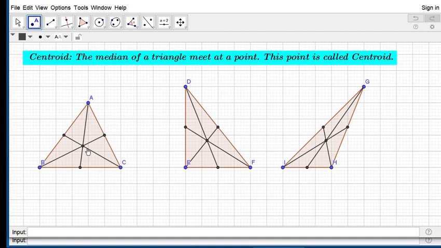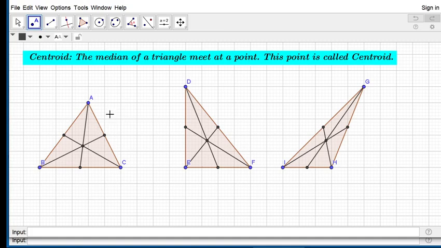Circumcentre, what is circumcentre? The perpendicular bisectors of the sides meet at a point. Circumcentre, perpendicular bisector of the opposite side. Incentre, angle bisector meeting point. Centroid is the medians' meeting point. In this way, we can easily learn the nature of orthocentre, circumcentre, incentre and centroid.